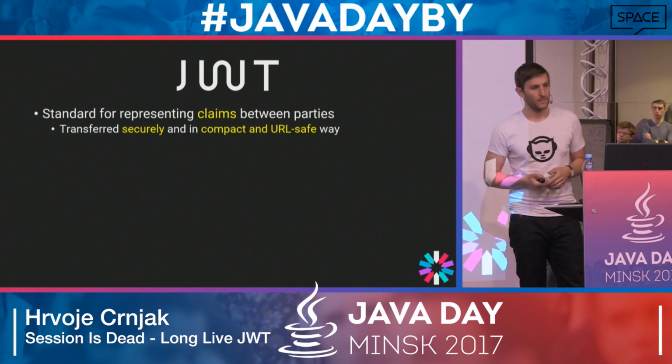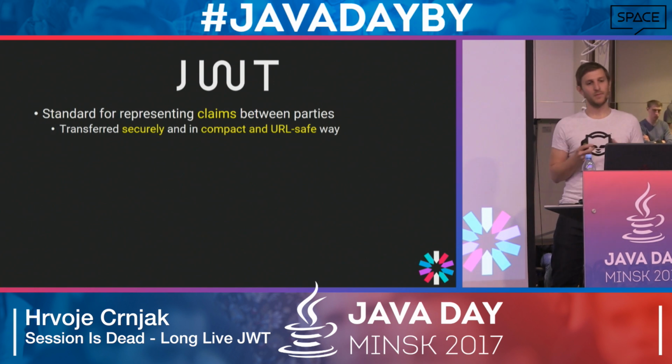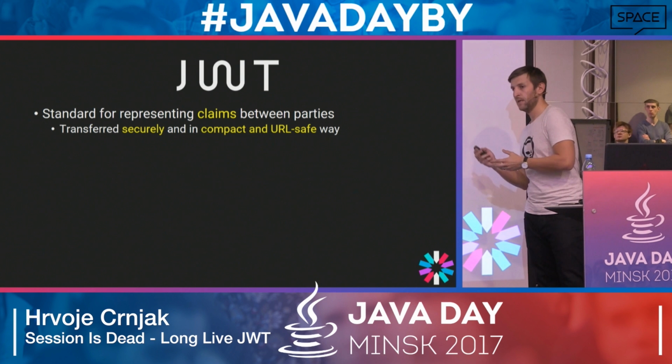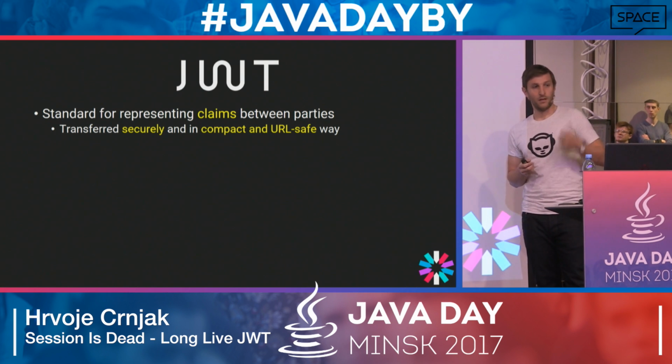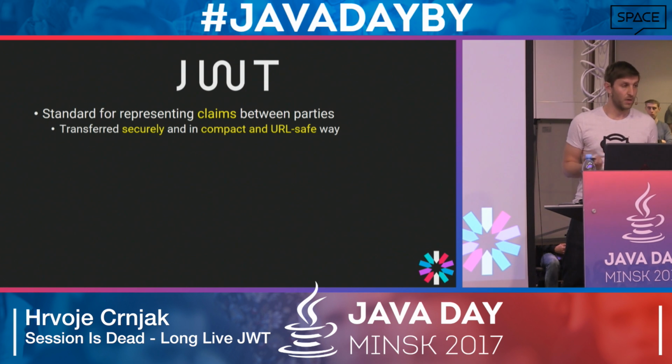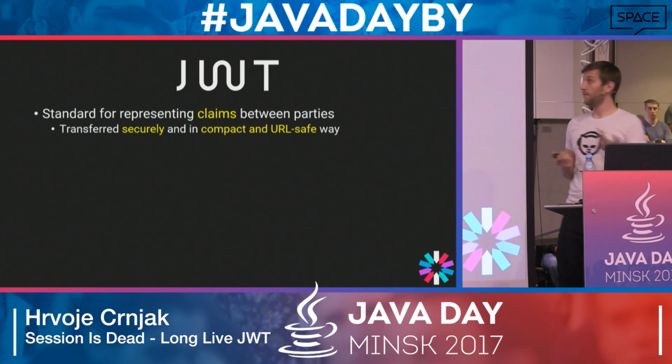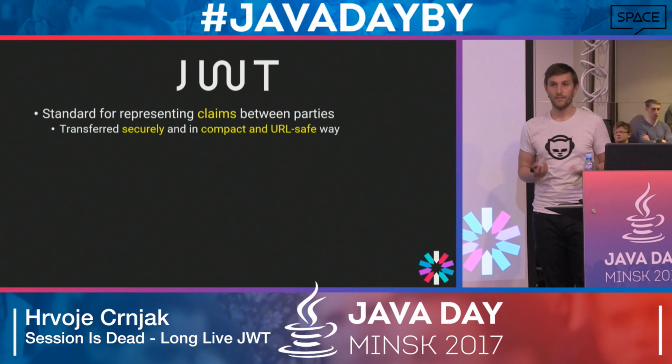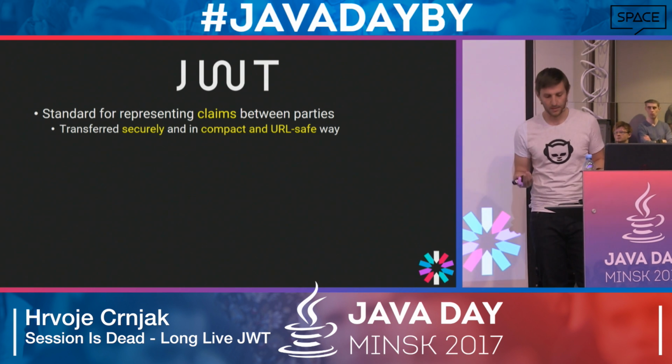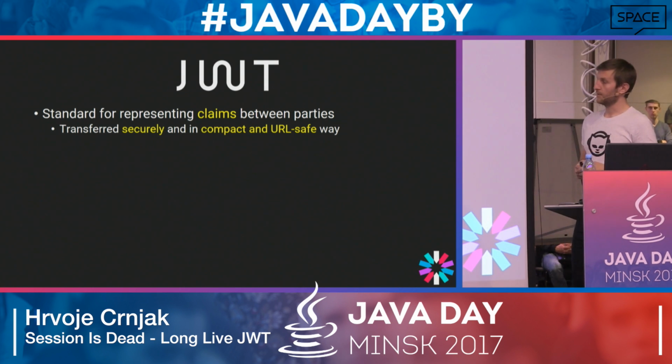In its essence, it's a standard for representing claims between parties, and these claims should be transferred securely and in a compact and URL-safe way. Now, three things stand out here. Claims, I mean, what are claims, right? Securely, how to secure our tokens. And finally, this compact and URL-safe way. I mean, what is it? What does it mean? Let's tackle the last one first.